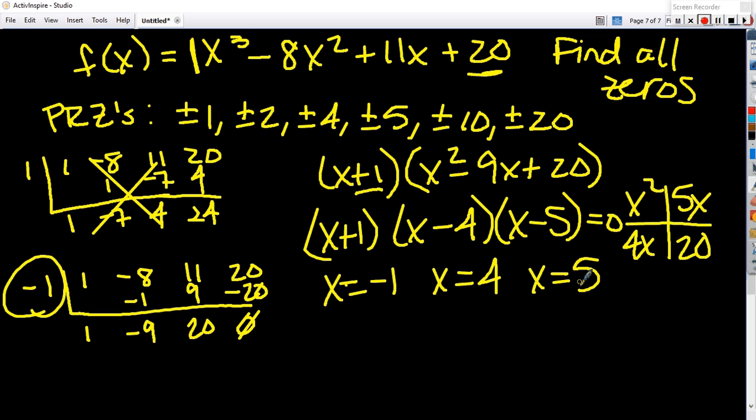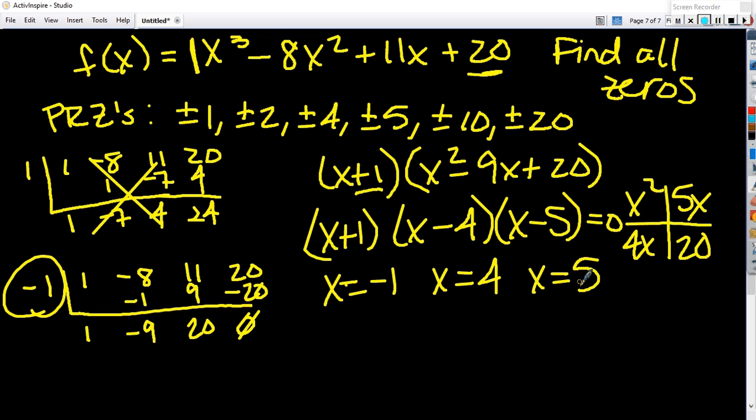Now, this was an easy one. The reason this was easy is 3 parts. There's not a lot of PRZs here. There's a leading coefficient of 1, that makes it easy. Second reason it's easy is this factored nicely for us, right? If that didn't factor nicely, I might have to use the quadratic formula. It's also easy because this is a quadratic and we are well trained in how to solve a quadratic.